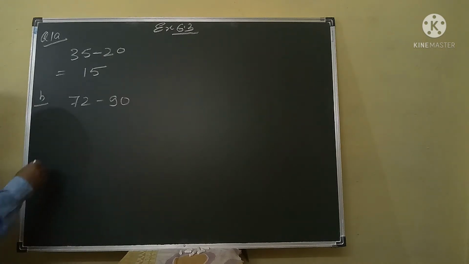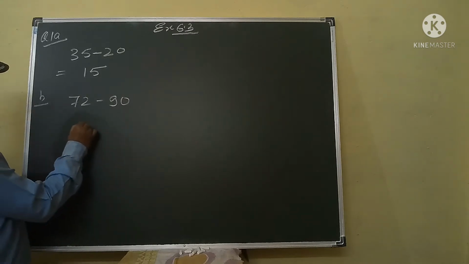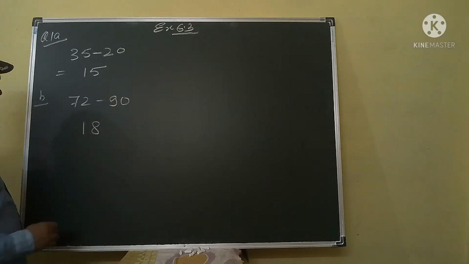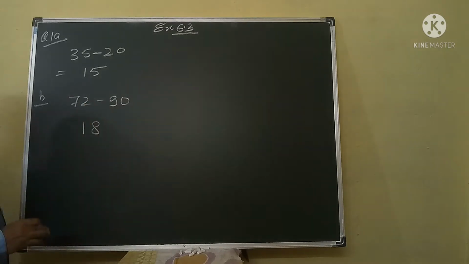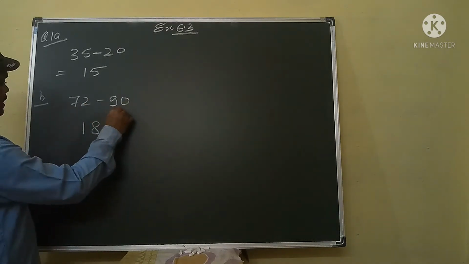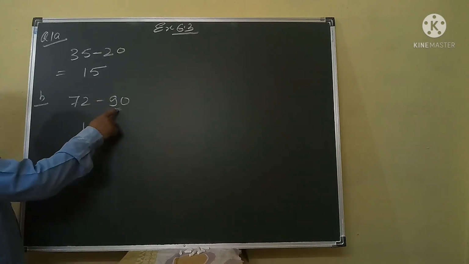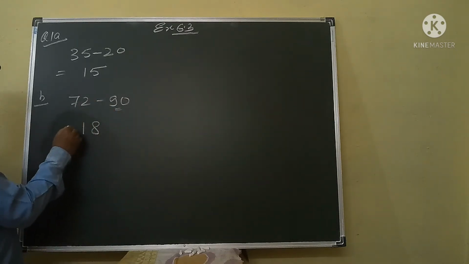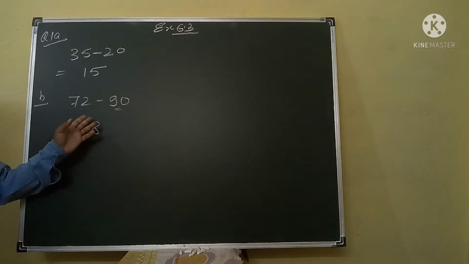So what will you do? We subtract 72 from 90. So it will give you 18. Okay. But this is an incomplete answer. In 72 and 90, which is the bigger integer? 90 is the bigger integer. And 90 is negative. So your answer will be negative. Minus 18 is the required answer for the given question.